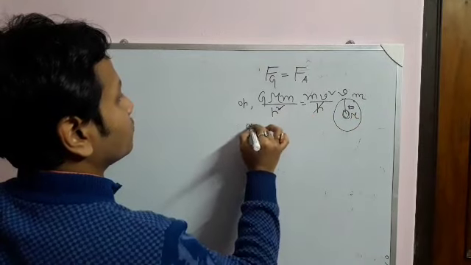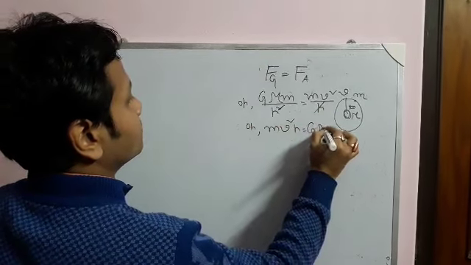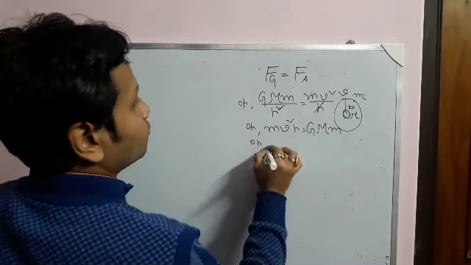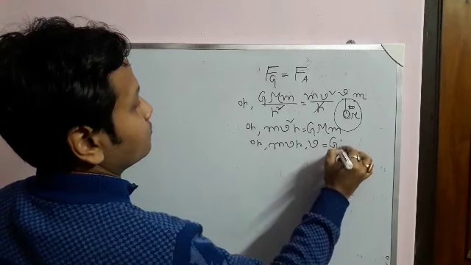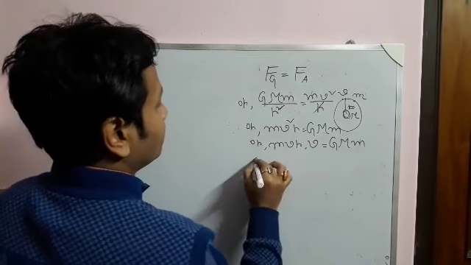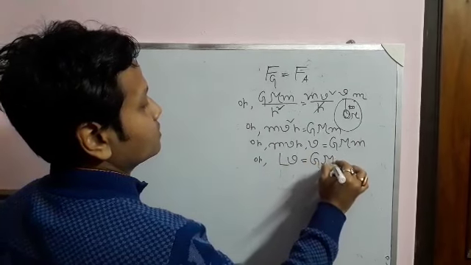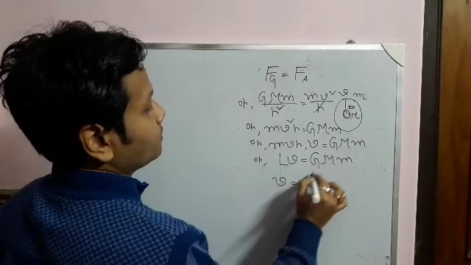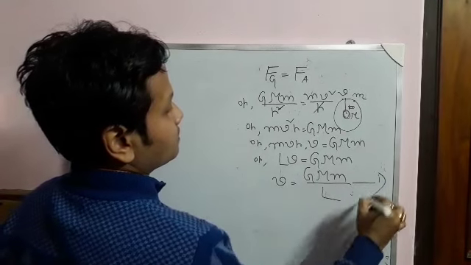r cancels. So what can we write? mv square is equal to GMm by r. Now we can write this as mvr into v, which equals GMm, and mvr can be written as L, the angular momentum. So L times v equals GMm. So what will be my v? My v will be GMm by L. Let us call it equation 1.